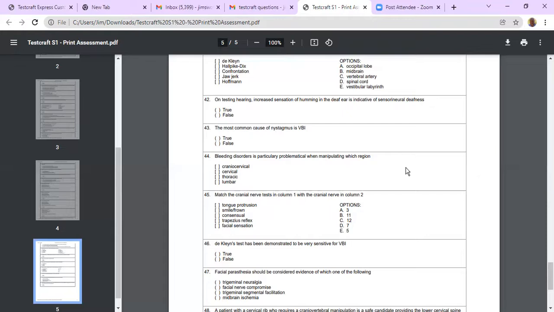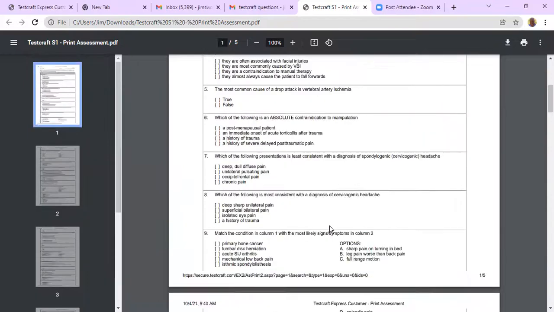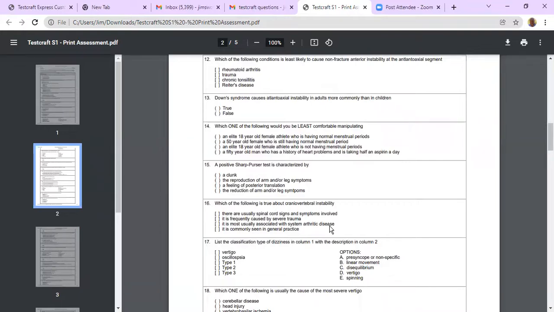Okay. There was one more. So number 16, I think. Which of the following is true about craniovertebral instability? Oh, no, that's not it. No, we went through that one already. Is that your number 15? Number 16, but we went through that one already, and we came to the conclusion it is most usually associated with systemic arthritis.